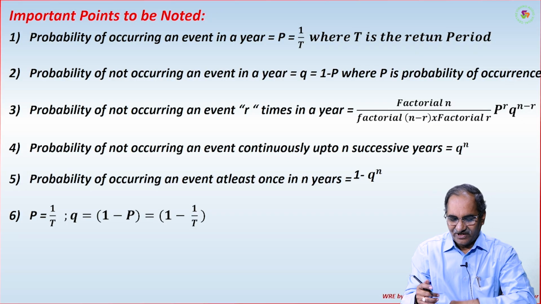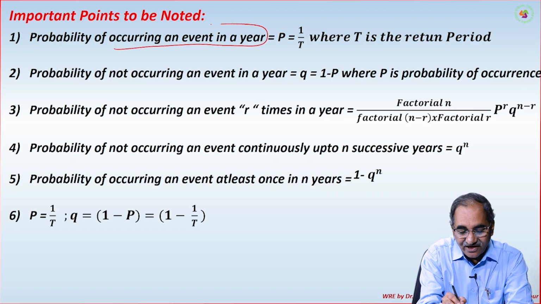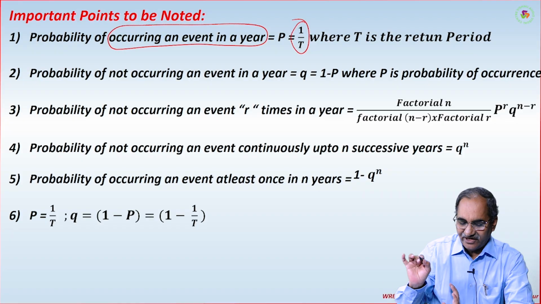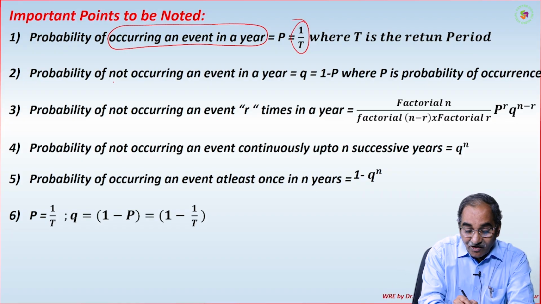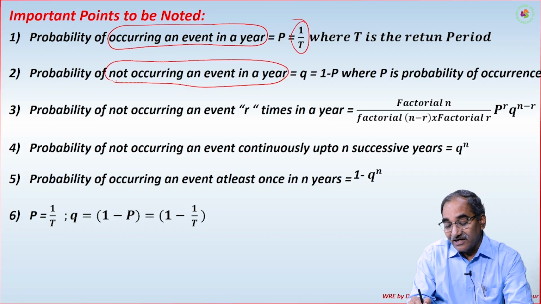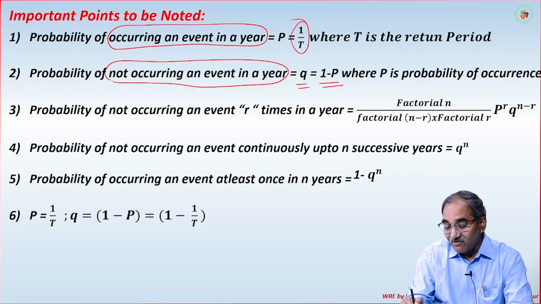So what are the important points? Probability of an event occurring in a year is nothing but 1 by T, where T is the return period. Very simple. Probability of an event not occurring is nothing but q is equal to 1 minus p. 1 minus p means what can I write?